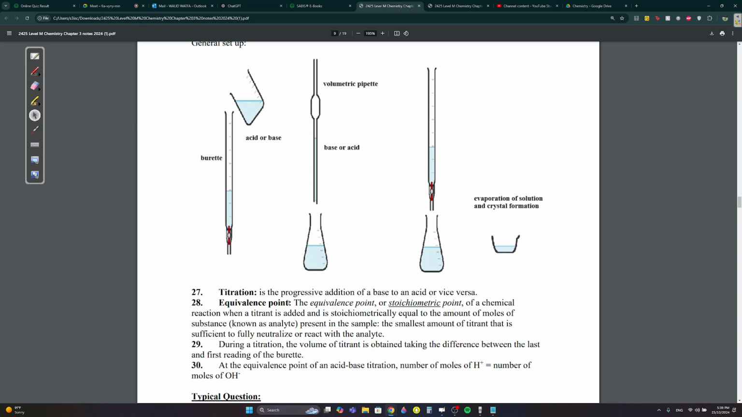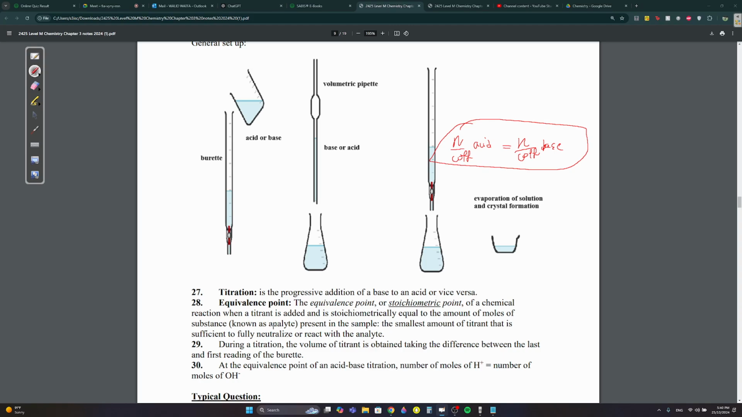You should know what is the equivalence point, what is the end point. At the equivalence point, the stoichiometric ratios are equal. That means the ratio n over coefficient for the acid, because you're adding an acid to a base, is equal to the ratio n over coefficient of the base. You should know this. At equivalence point, the stoichiometric ratios are equal, or the stoichiometric point of a chemical reaction.